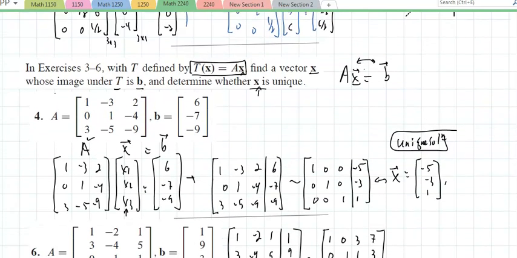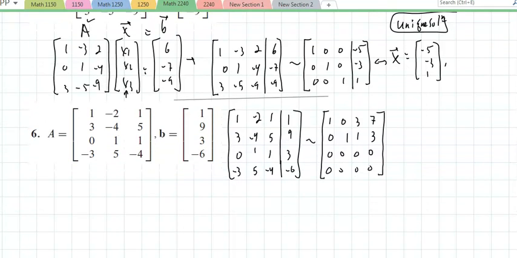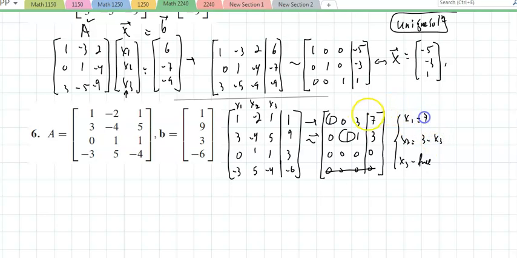So, they were asking if x is unique here. Aren't you going to say, again, look at the pivots, right? That's 1, that's 1, so that doesn't count. I only have 3 unknowns. They gave me an extra equation, so what? So that means x3 is 3, and x2 is 3 minus x3, and x1 is 7 minus 3x3.